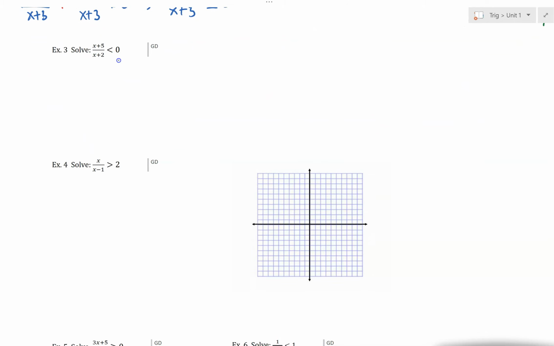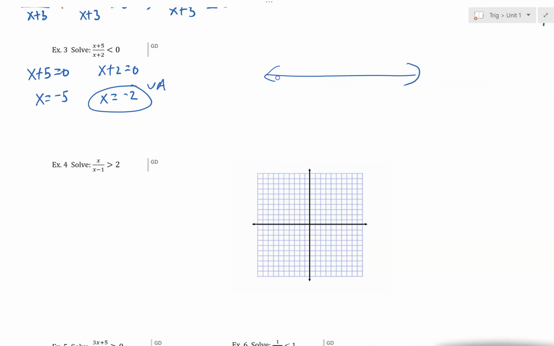So this one, it's already set up. All you have to do is set things equal to 0 and solve. So we're going to set this one equal to 0. x + 5 is equal to 0, so x is equal to -5. This one is x + 2 is equal to 0, so this one is x equals -2. This one is your vertical asymptote. You're going to draw your line here. We have -5, -2, and 0.